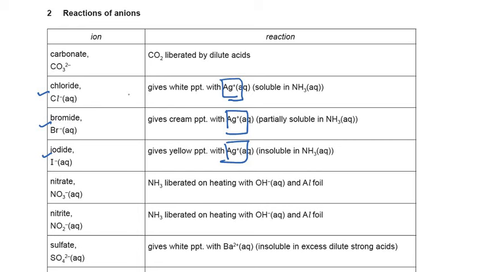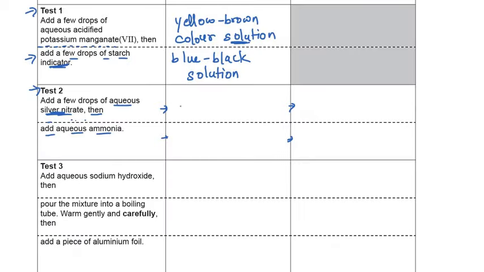Now the next part of the same test is to add aqueous ammonia. Here we are checking the solubility of the precipitate of one of these anions in aqueous ammonia. This is what we are checking. So now let's go ahead with test 2. Add a few drops of aqueous silver nitrate. On adding aqueous silver nitrate, we observed a yellow precipitate. We won't say it was a very dark yellow precipitate, but we can't call it off-white or white either. So it was a yellow precipitate.